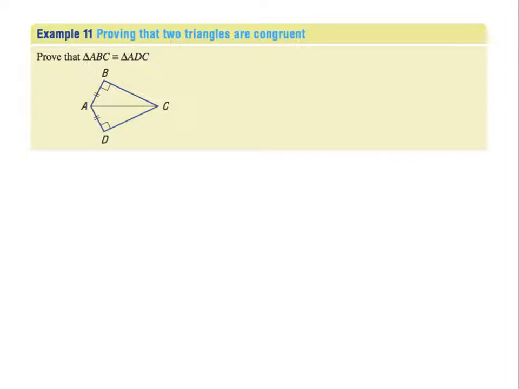This symbol here is used when we are referring to a triangle, and usually there are 3 letters after it because the triangle has 3 vertices that we're talking about. So we're talking about the triangle ABC. Also triangle ADC, and this symbol here means congruent. So it's saying, prove that this triangle is the same as this triangle here.